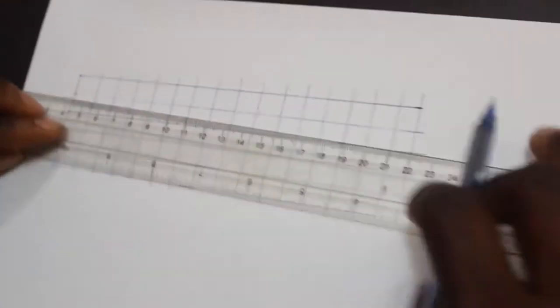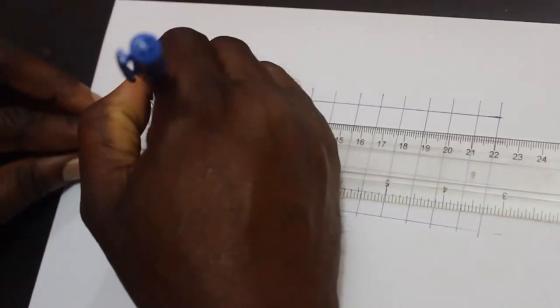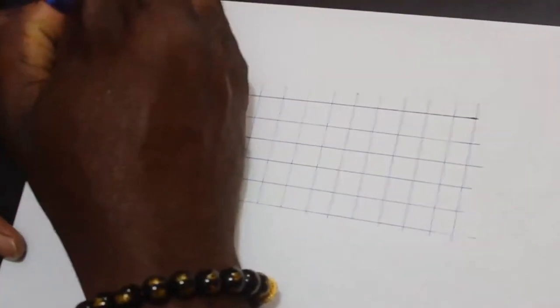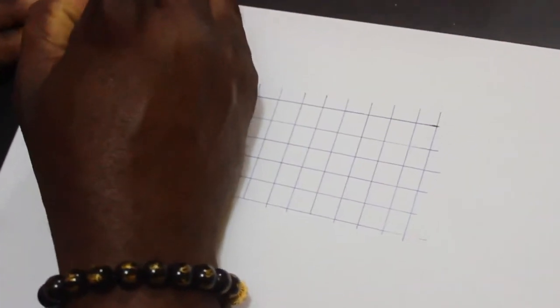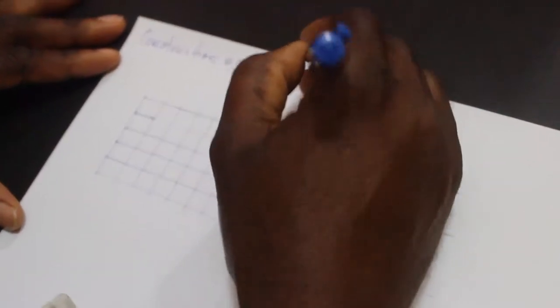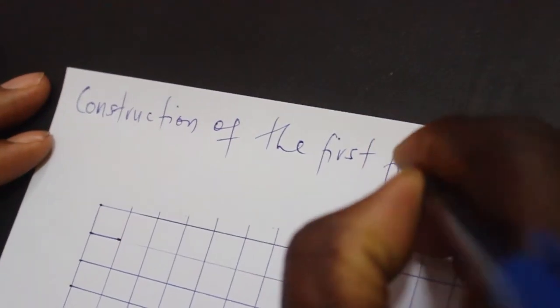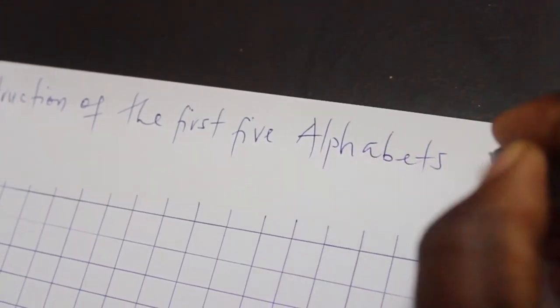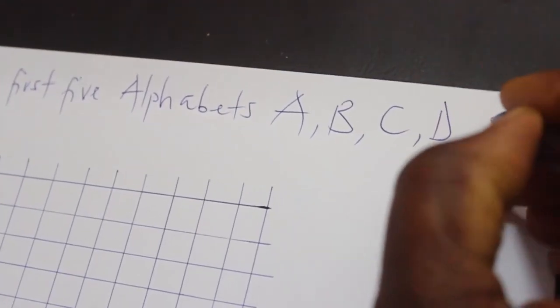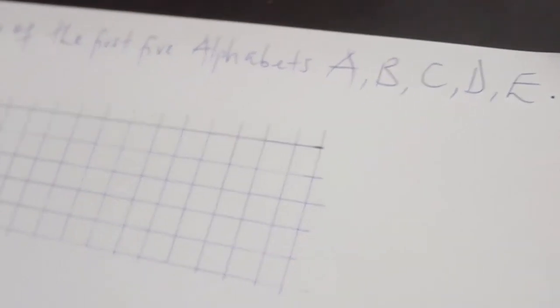Alright, so my squares are ready. Don't forget, it's the same thing. Construction of the first 5 alphabets. So you know them: A, B, C, D, and then E. All right. So we have the squares ready.